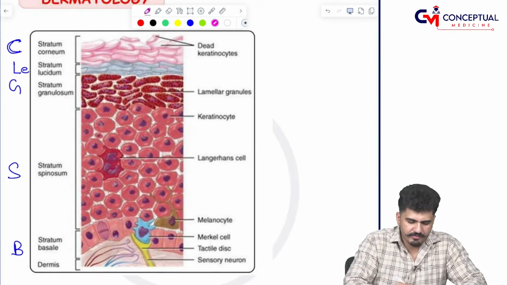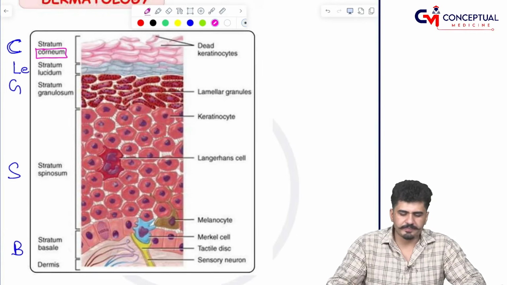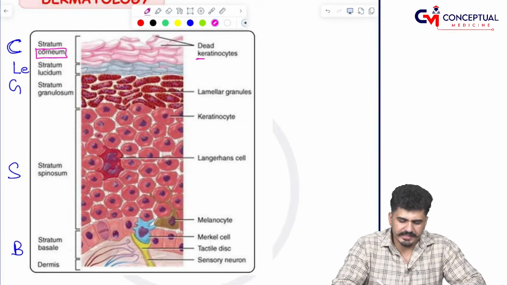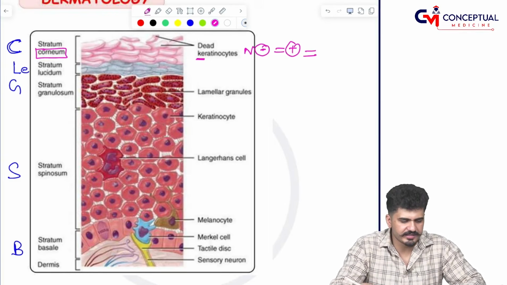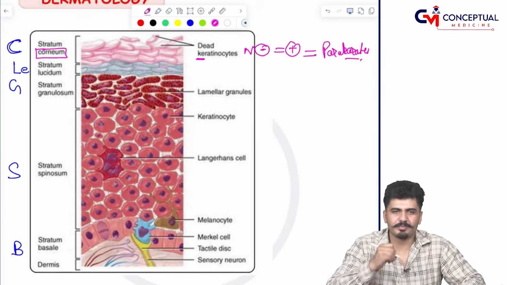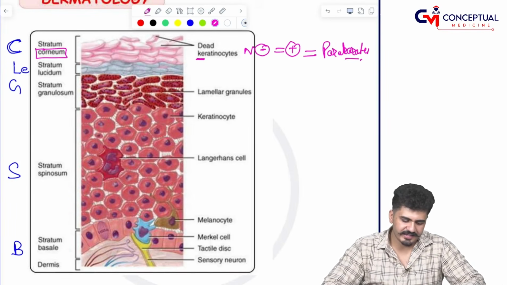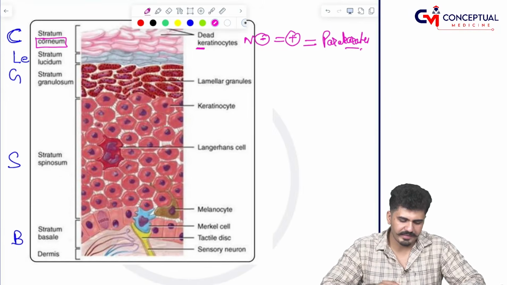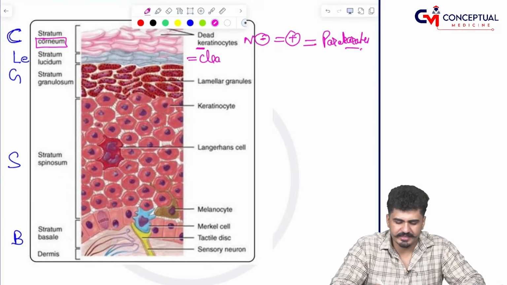Sir, here C for corneum, the topmost layer, which is called dead keratinocyte because the nucleus is absent. If the nucleus is present, this condition is called parakeratosis. Then coming to stratum lucidum. Lucidum is a clear cell layer present in palms and soles.